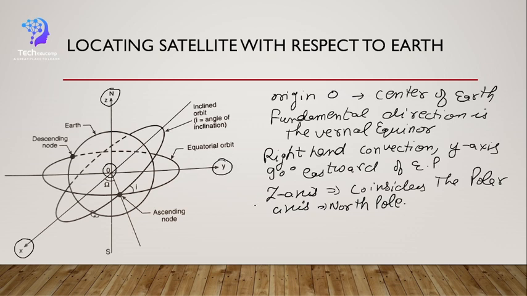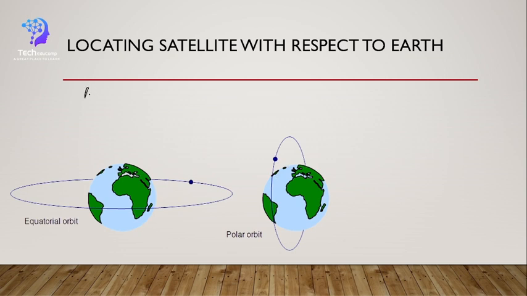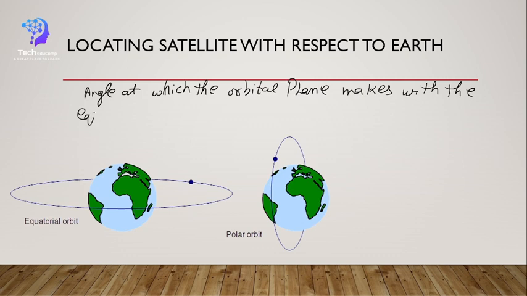Now the angle at which the orbital plane makes with the equatorial plane is called inclination, whose interval is from 0 to 180 degrees.